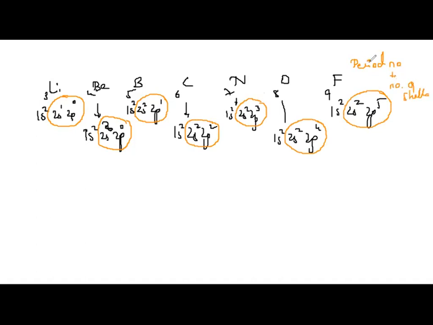If period number is 1, there is only one shell for the elements. Period number 2, so this is the second period. How many shells are there? Each element has two shells. Period 3, each element will have three shells.